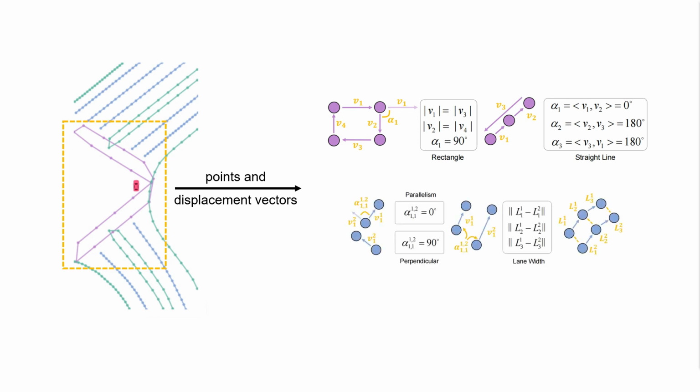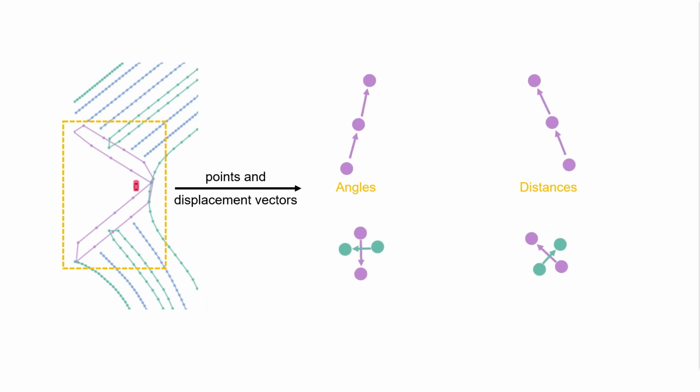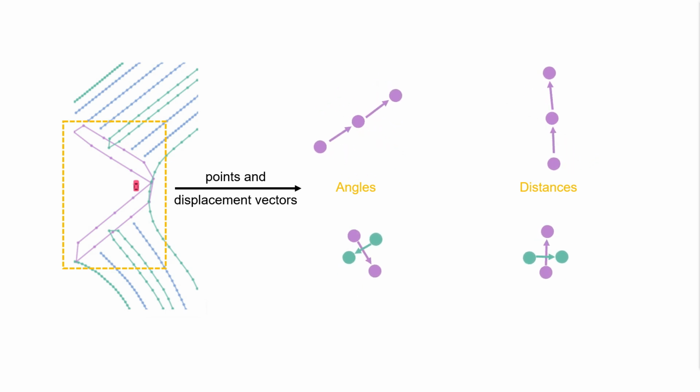Additionally, we distinguish two different types of geometry properties, the shape of a single instance, e.g., rectangles, lines, etc., and the relation between different instances, including parallel, perpendicular, specific lane widths, etc. Due to the relative nature of angles and distances, our geometry representation remains invariant under rotation and translation.